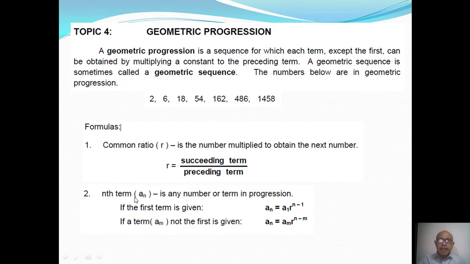a sub n is the nth term, so this is any term in the progression. If the first term a sub 1 is given, then the nth term a sub n is equal to a sub 1 times r to the power n minus 1. If the first term is not given, but instead we are given any term in the progression, then the nth term a sub n is equal to a sub m times r raised to the power n minus m.